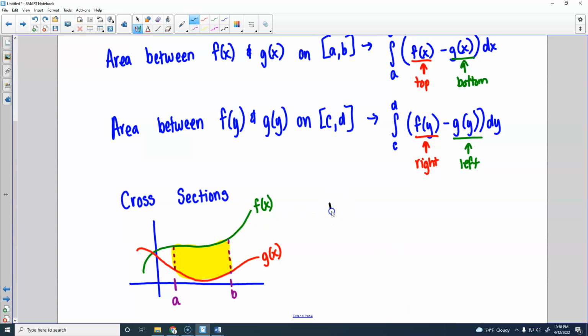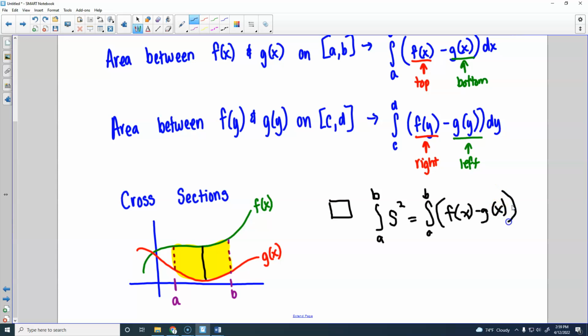Okay. Alright, so if we're doing squares, that's a square right there. We would need to integrate from A to B. What's the volume formula for a square? S squared. And for this, from A to B, S would be the length of this black line right here, which would be f of x minus g of x. Make sure when you do this, close that second parenthesis before you square it. dx.